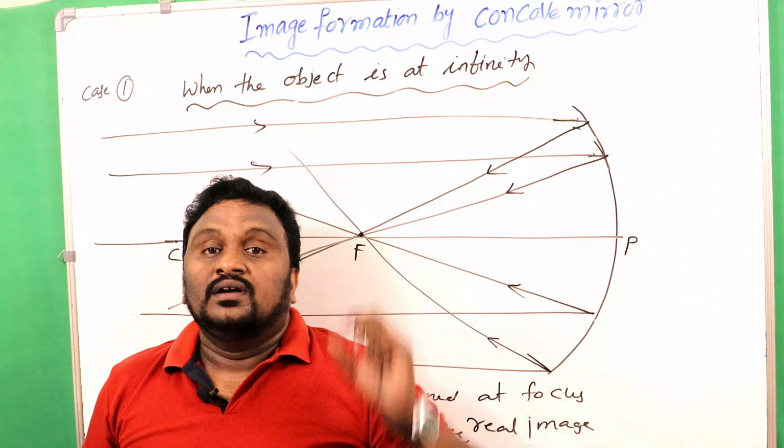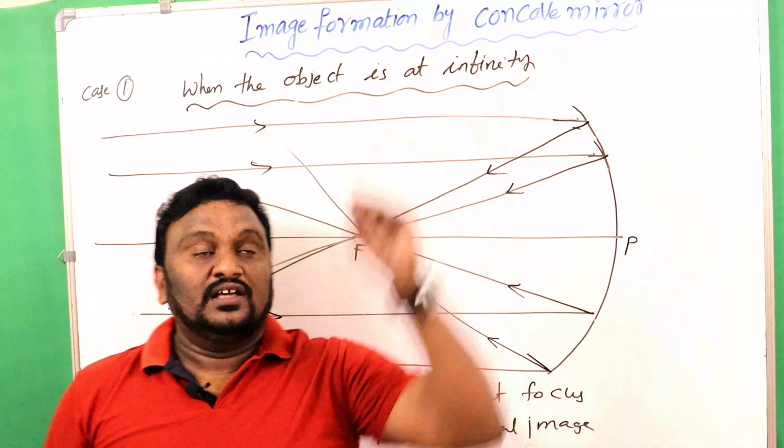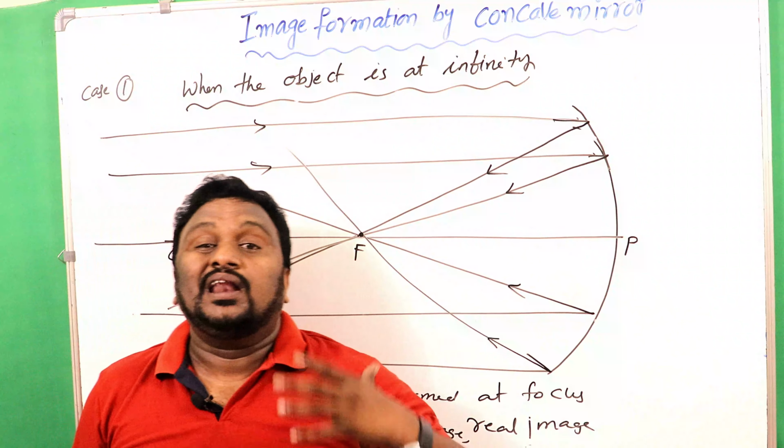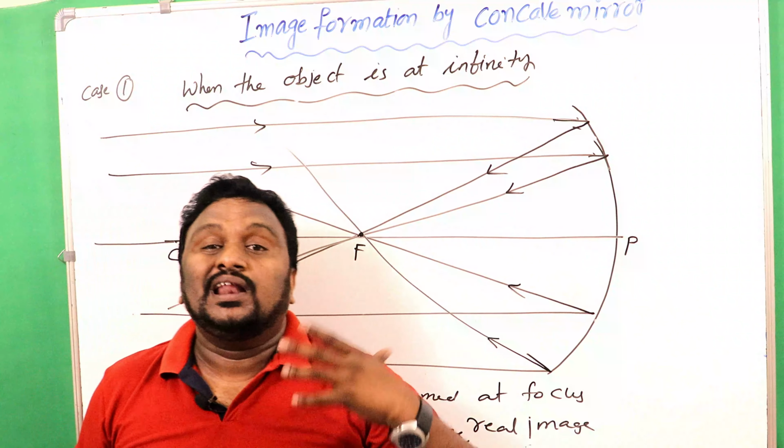Clear, children? What did you understand? When the object is at infinity, the light rays coming from the object seem to be a parallel beam of light. This parallel beam of light is incident on the concave mirror.